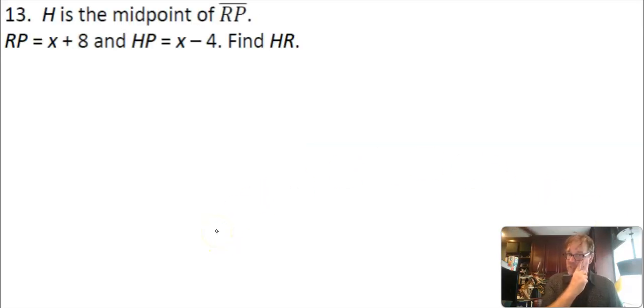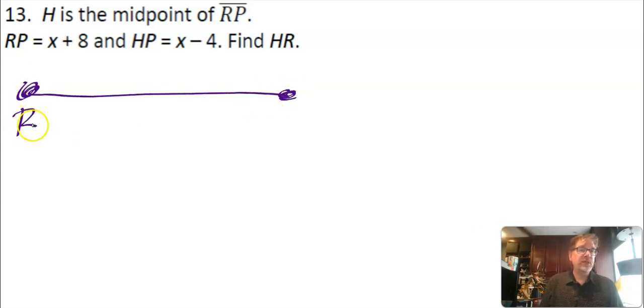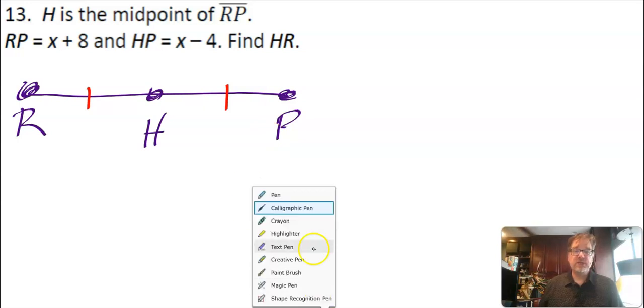All right, here's 13. So we're told H is the midpoint of segment RP. So if I put segment RP up here, start at R, end at P. I said P, not R and R. That doesn't make sense. There we go. H is the midpoint, so H is right in the middle, which means those two segment parts are congruent. RH is congruent to HP.